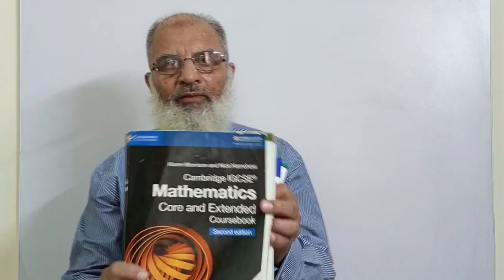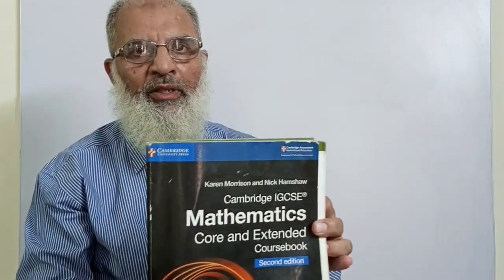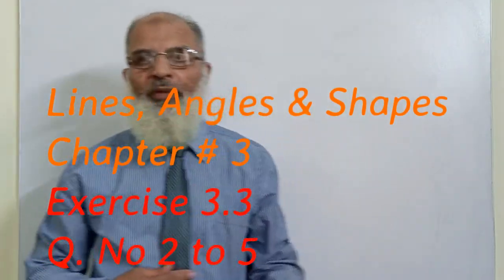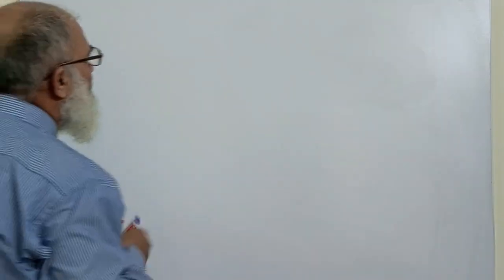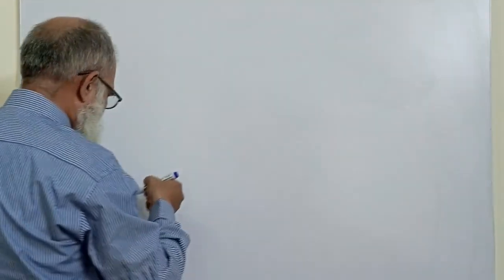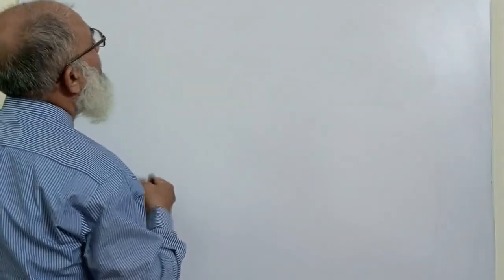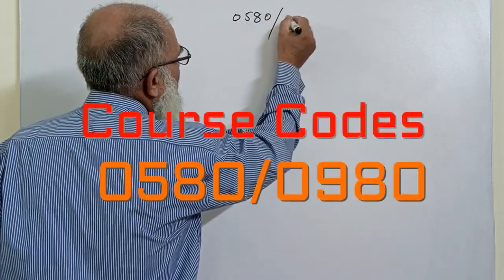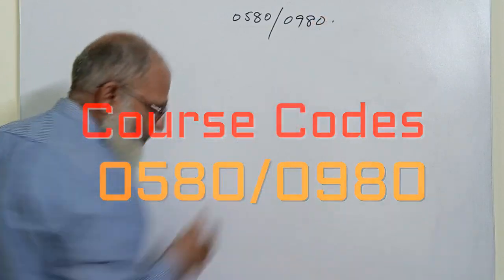As I always show you this book, the students of my class should remember that we are going through this book, which is Cambridge IGCSE Mathematics, and the course number, as I told you before, is 0580 and 0980.